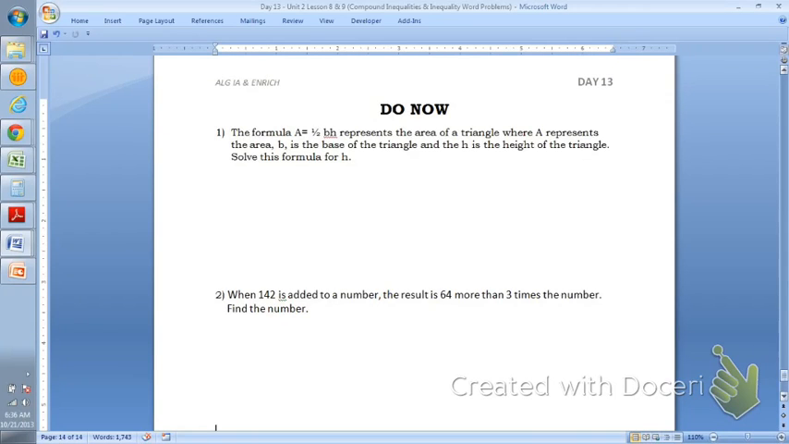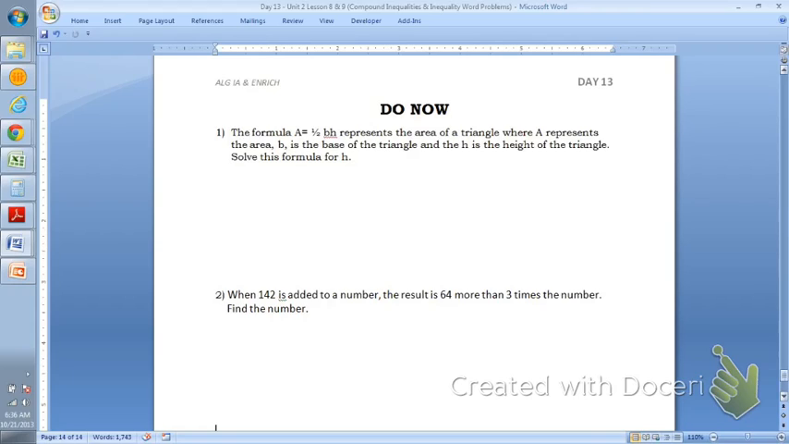This is the day 13 do now. The first question, they give you a formula of area of a triangle where the variable A represents the area, B is the base, and H is the height. In the formula you see 1/2 times base times height.